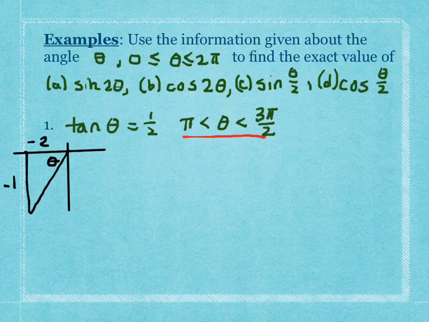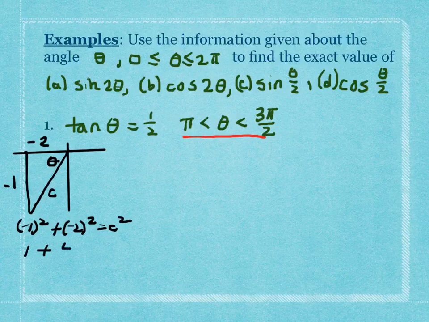Somebody said the Pythagorean theorem. So this is side C. So I've got -1 squared, that's a squared. Plus -2 squared, and it equals C squared. So what's -1 squared plus -2 squared? 5 equals C squared. What's C? Square root of 5. Okay, so my third side here is actually square root of 5.